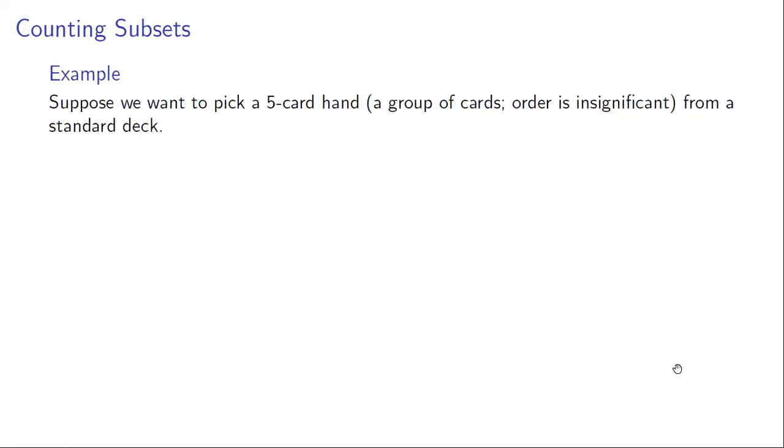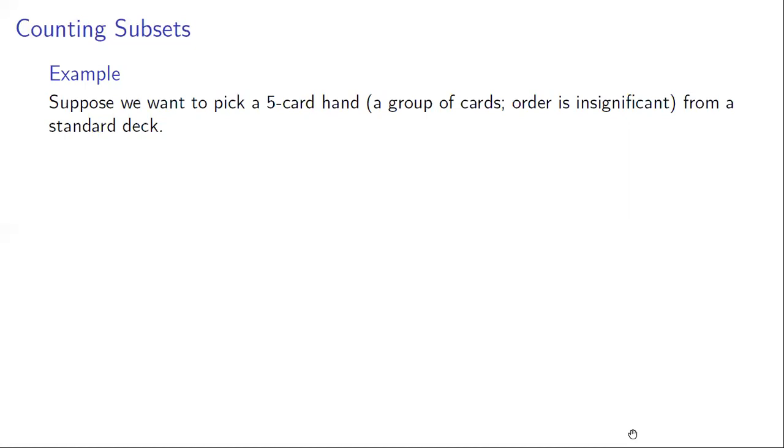Going back to cards, suppose we want to pick a 5-card hand from a standard deck. What is a 5-card hand? First of all, 5-card means there are 5 cards. A hand of cards is simply a group of cards, and in a group of cards, order is insignificant. In earlier examples, in the previous section, we talked about a lineup of cards. There, the order mattered. But a hand of cards just means a group of cards. Think of it like a bundle of cards.